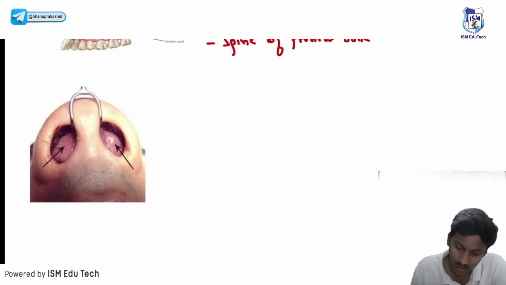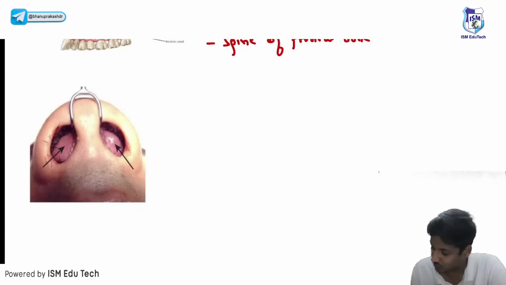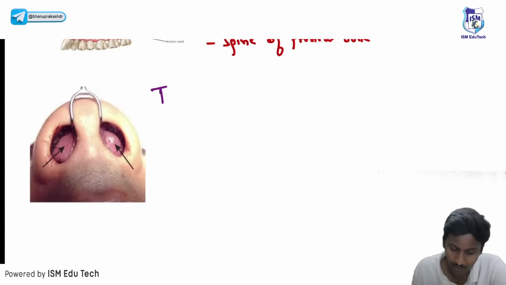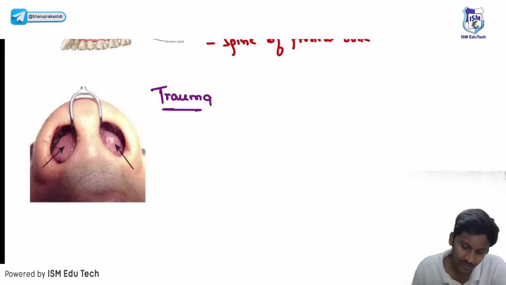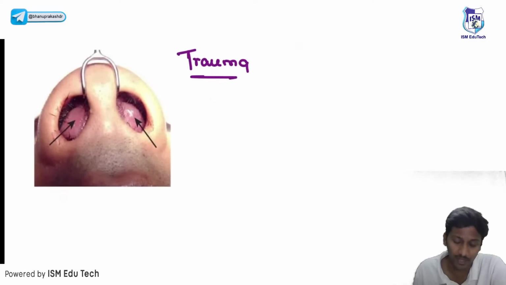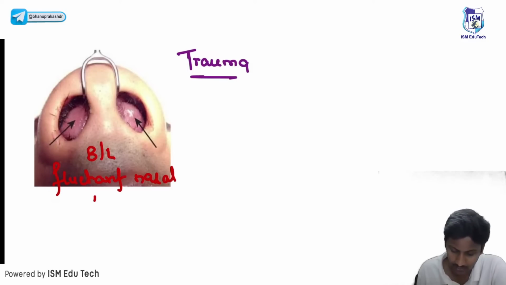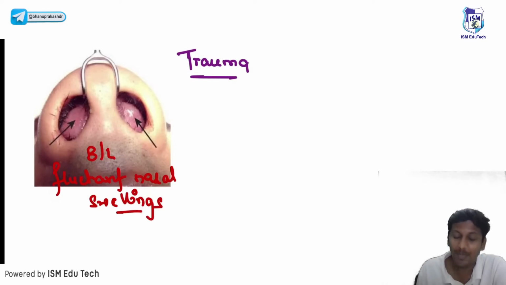Next is this one. A patient had a fist fight usually, or a trauma to his nose, after which the patient complains of nasal blockage. Here you can see on examination there are bilateral fluctuant nasal swellings. Why fluctuant? Because they contain fluid inside them. So these are bilateral fluctuant nasal swellings, please remember.